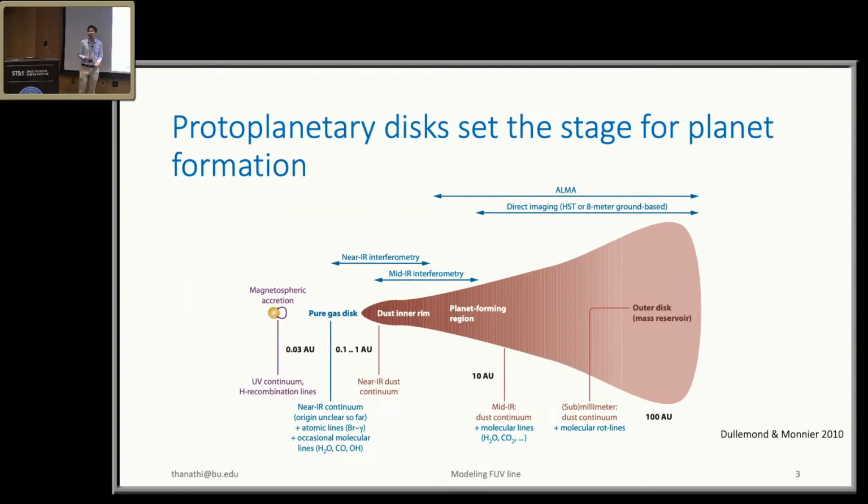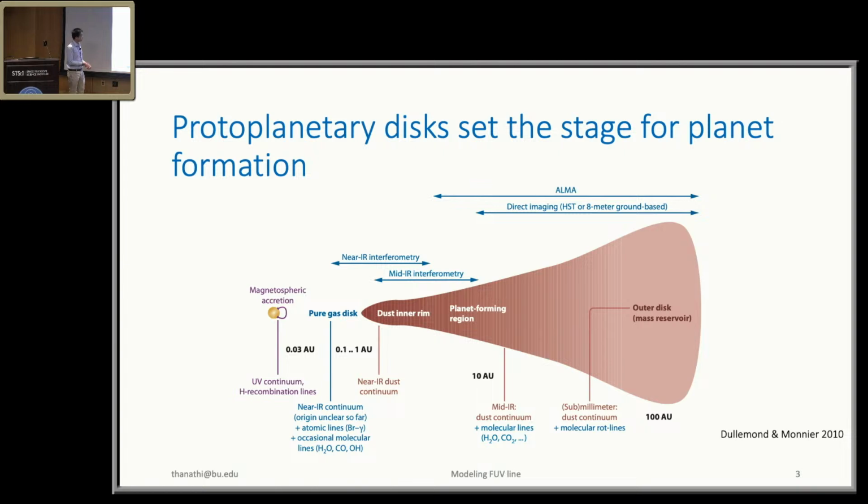So protoplanetary disks set the stage for planet formation. We have the disk, and we have planets forming somewhere in the disk. In the inner region of the disk, we expect to see Earth-like or rocky planets forming, but that region is very hard to probe. So we would like to probe that inner region of the disk.